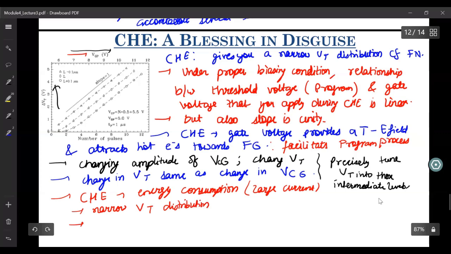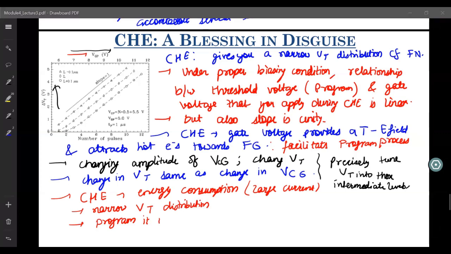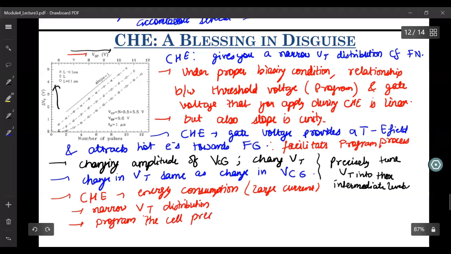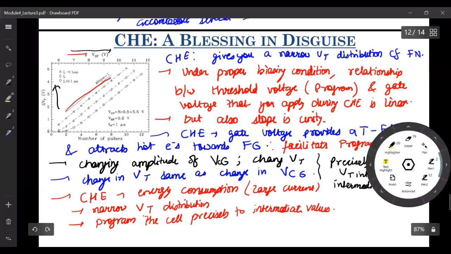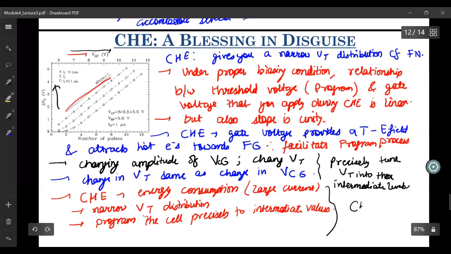and since you can program the cell, you can program the cell precisely to intermediate values, thanks to this kind of a linear slope between VCG, or the control gate potential, and the change in threshold voltage. Because of these reasons, CHE is a gift to memory designers.